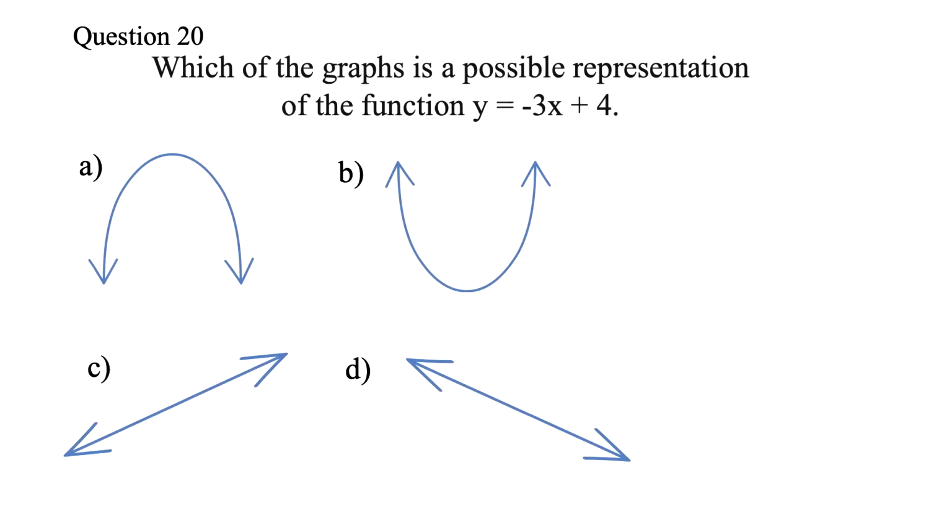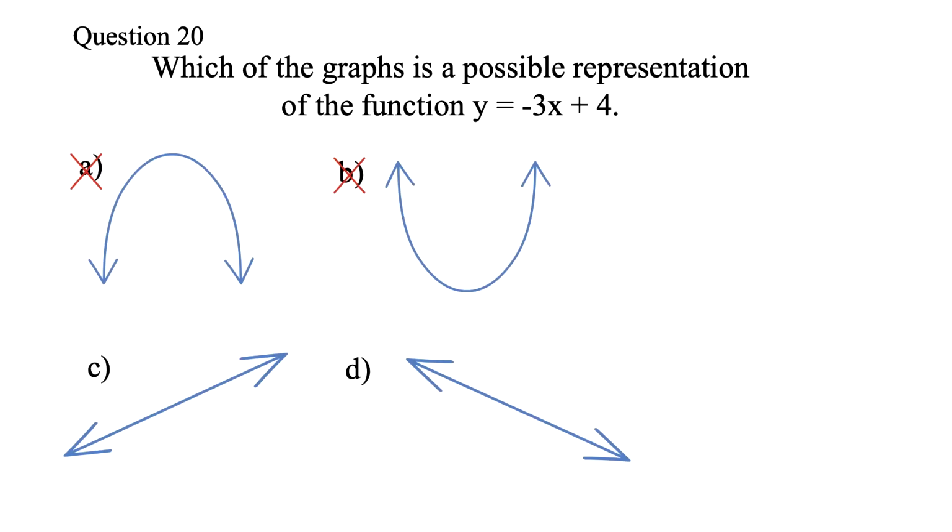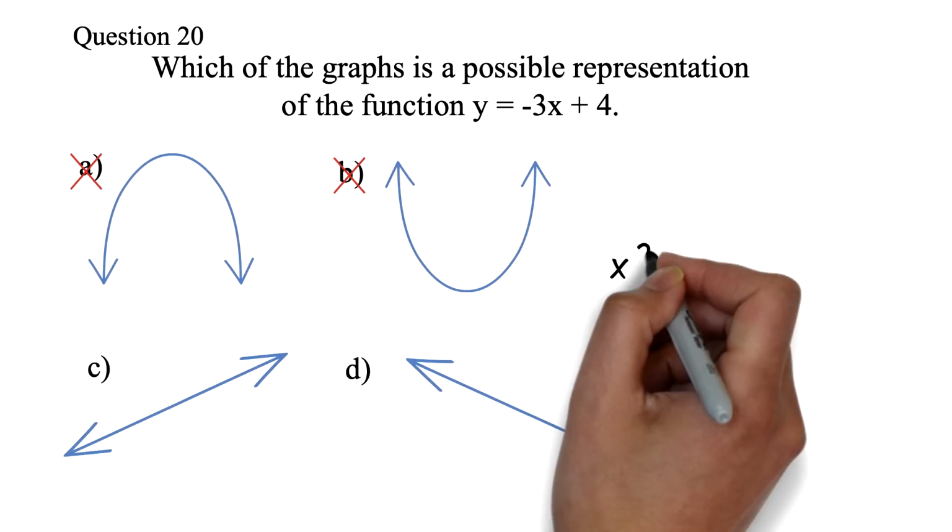Which of the graphs is a possible representation of the function y equals negative 3x plus 4? Here, there are no values on the graphs, so nothing to calculate. Option A and B are obviously wrong answers because they are parabolas, or the graph of a quadratic function. For it to be option A or option B, the function must have x exponent 2.